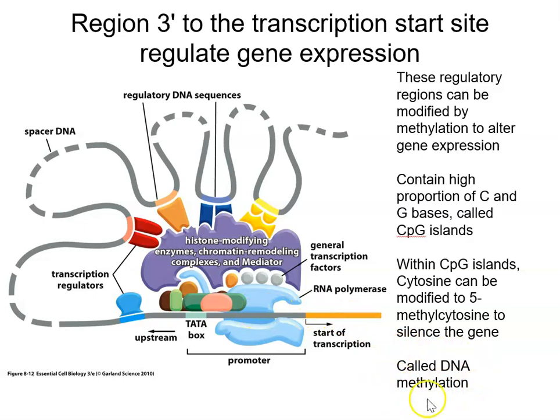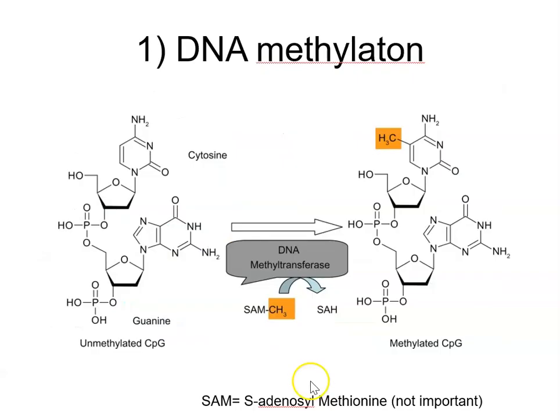So we call that DNA methylation. And DNA methylation is the first of the epigenetic mechanisms that we're going to cover. So here is a cytosine, here is a guanine, and you can see these two nucleotides are linked together by a phosphodiester bond. So we've got a C, we've got a phosphodiester bond, we've got a G. So we call that a CpG island, and this is unmethylated.